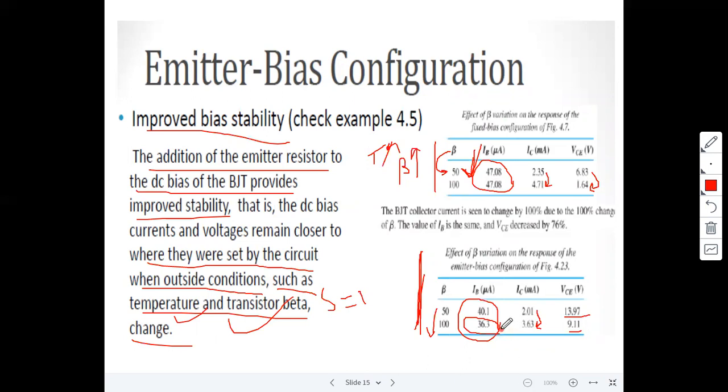Observe here, base current decreases, so collector current IC decreases. Temperature increases, IC increases, but due to the base current decrease, IC decreases. So there is some compromise here. So IC does not depend much on temperature.